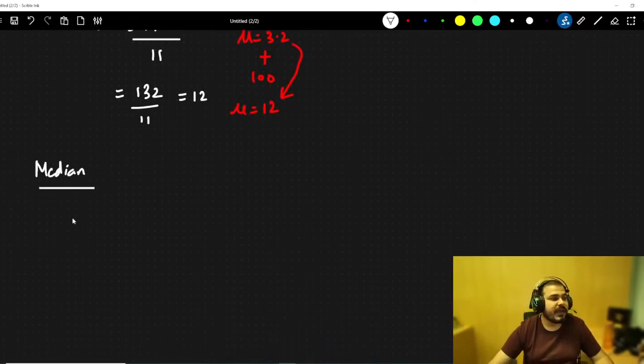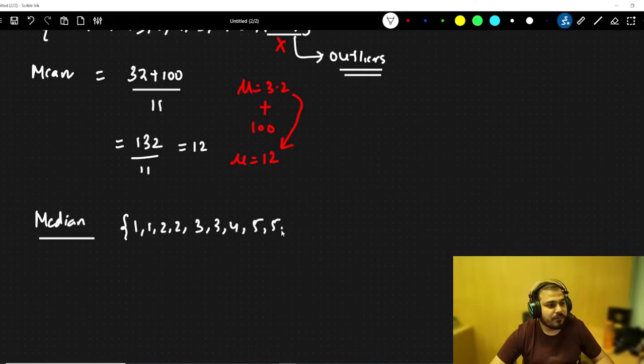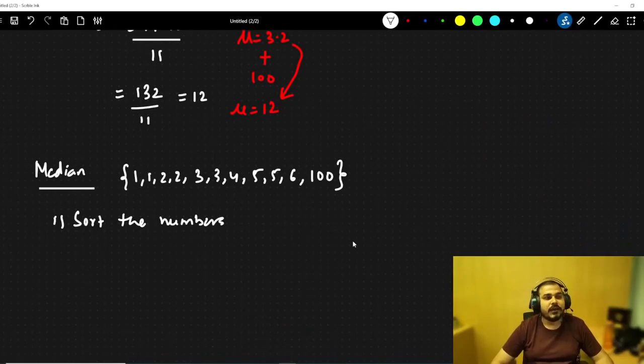Now in median, if I take the same numbers, 1, 1, 2, 2, 3, 3, 4, 5, 5, 6, and then probably 100. Always understand that in median, the first thing you really need to do is sort the numbers. So the first step is to sort the numbers. Over here you can see that the numbers are already sorted. If your numbers are not sorted, you will have to sort them. Right now I have made sure by default that the numbers are already sorted.